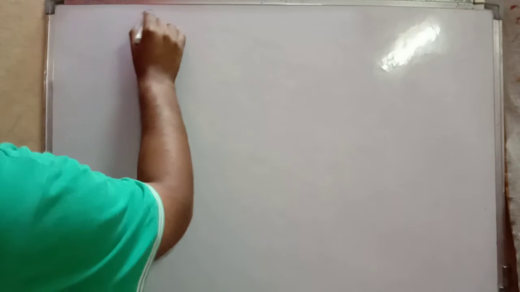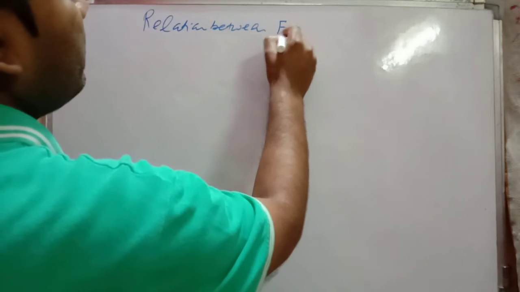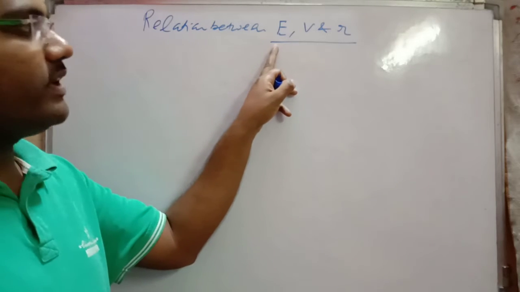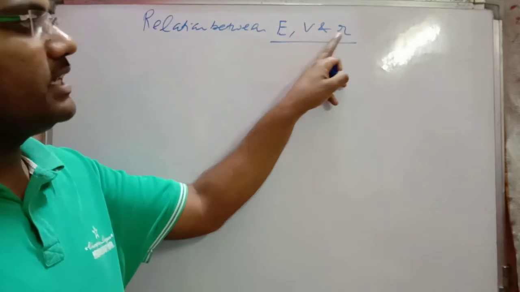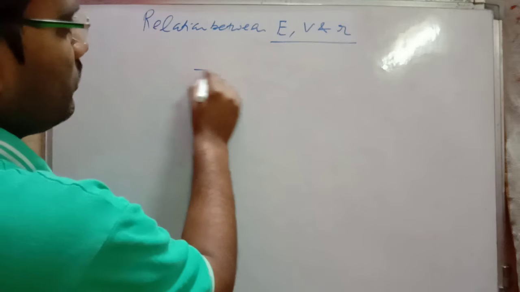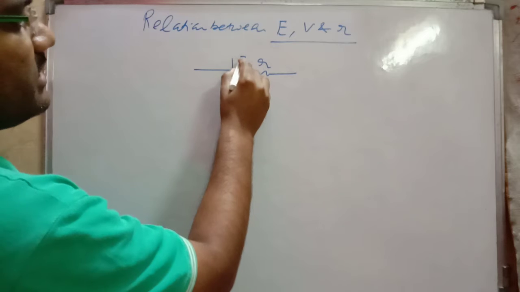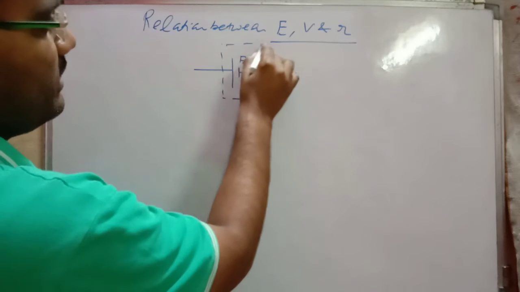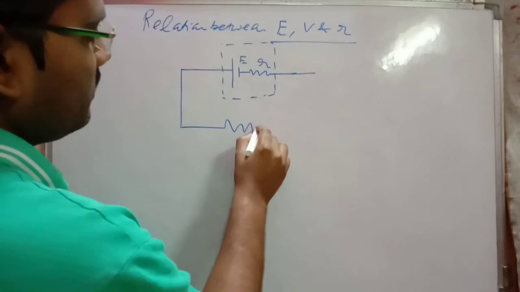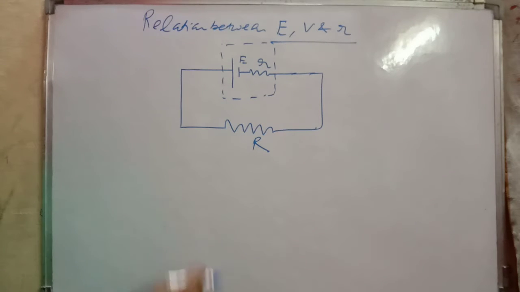Now the next topic is the relation between E, V and r. What is E? Capital E is the EMF of the cell, V is the terminal potential difference, and small r is the internal resistance. So here we take this one as the cell with EMF and internal resistance, in an imaginary box, and now we take an external resistance capital R. This one is the circuit diagram.